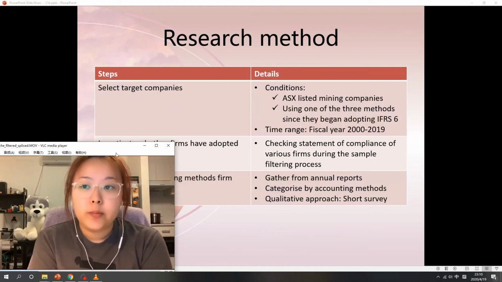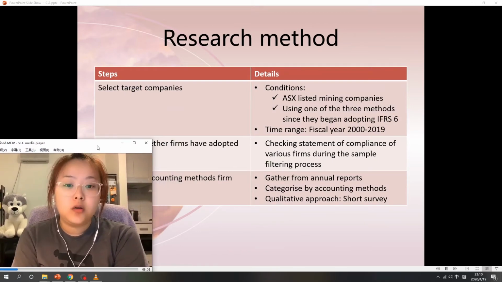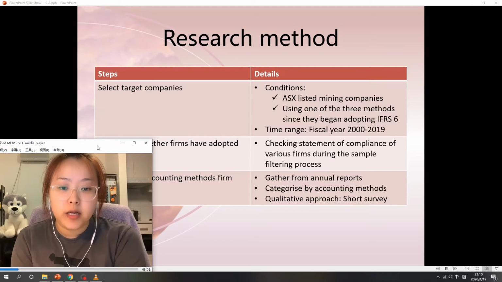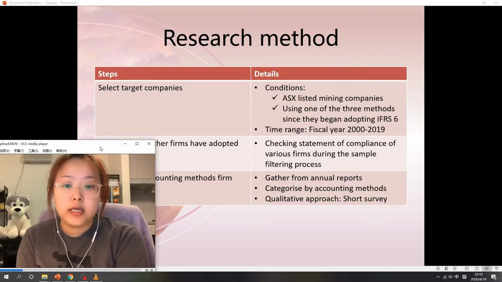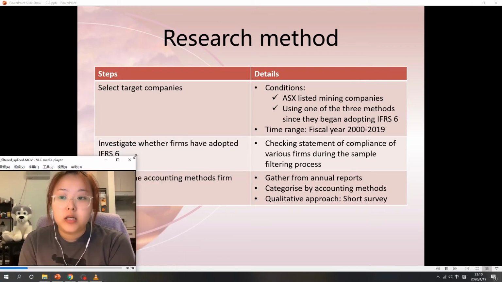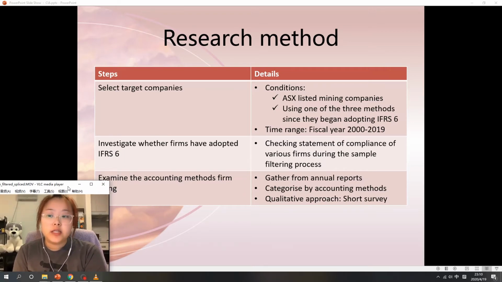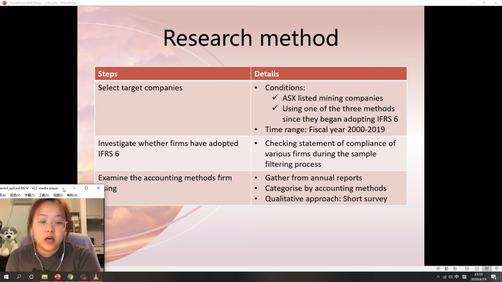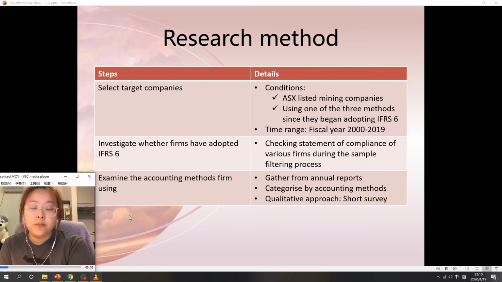So for the research method, we will select companies according to two main conditions. First, we will only look at the ASX listed mining companies, as their financial reports have to comply with the ASX accounting standard. So we will only pick the companies that have been using one of the three methods mentioned before since they began adopting the IFRS 6. We will then check the statement of compliance in the company's annual report to filter out companies that did not comply with the IFRS 6.